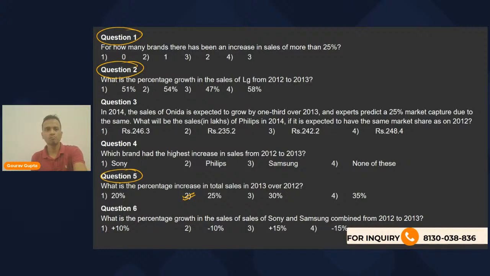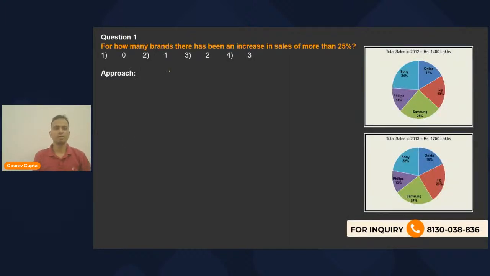Question number 1 is asking: for how many brands has there been an increase in sales of more than 25%? I'll be discussing 2 different ways of tackling this question. Number 1, a conventional way. I have to find out for how many brands there has been an increase in sales of more than 25%. Let's talk about Onida.